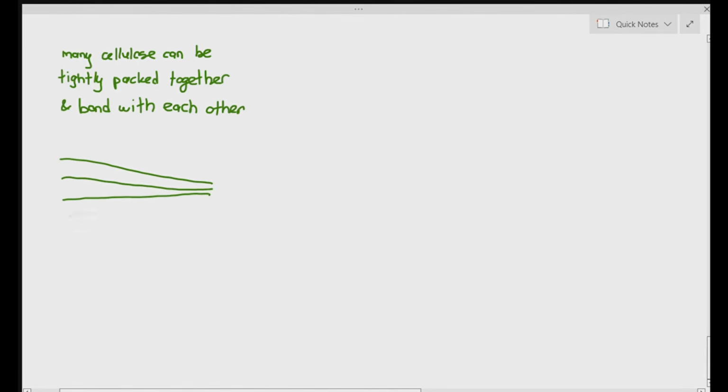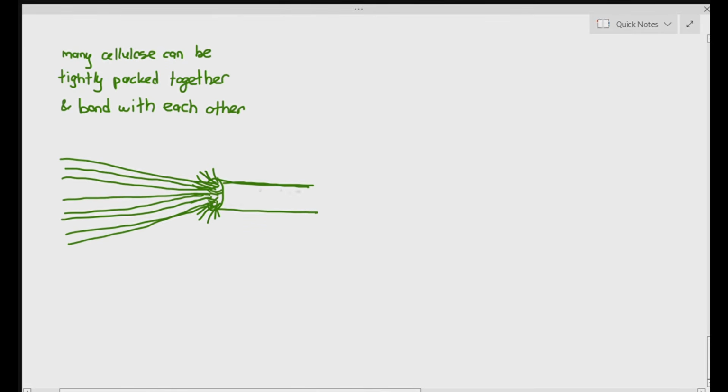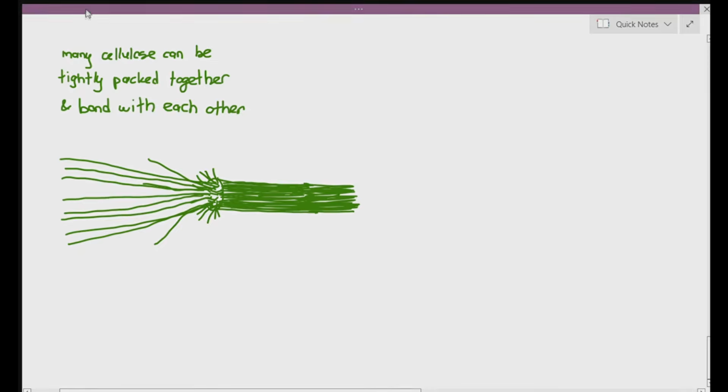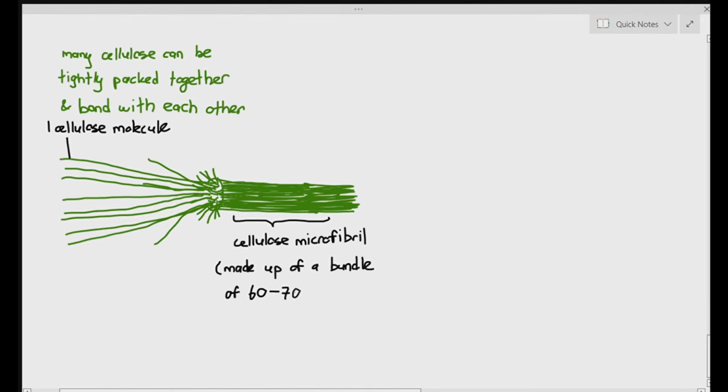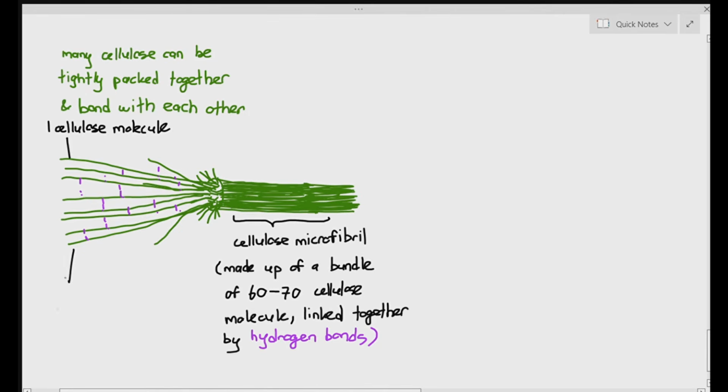So what I'm drawing over here, each of those lines are just individual cellulose molecules packed tightly, and they form a kind of bundle. And that bundle over there is known as a cellulose microfibril, which is made up of a bundle of about 60 to 70 cellulose molecules linked together by hydrogen bonds. And those hydrogen bonds, if you notice, I'm drawing in purple right there. So they can be packed into a very small area because their shape is linear.